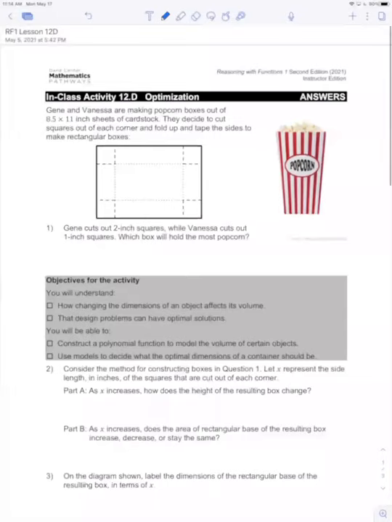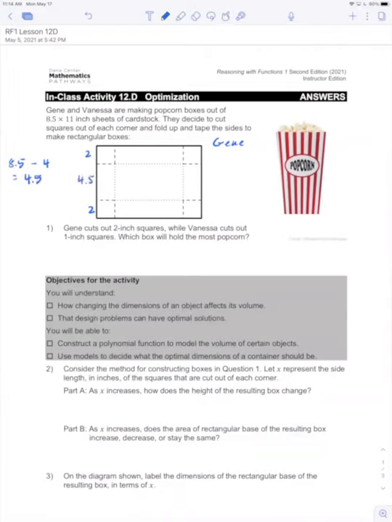So it mentioned Jean first, so we'll just do Jean first. Jean is cutting out 2-inch squares. All right, so along the side, the shorter side, 8.5 inches. So we have 8.5 minus 2 plus 2 is 4. So this ends up being 4.5 inches that's left here in the center.